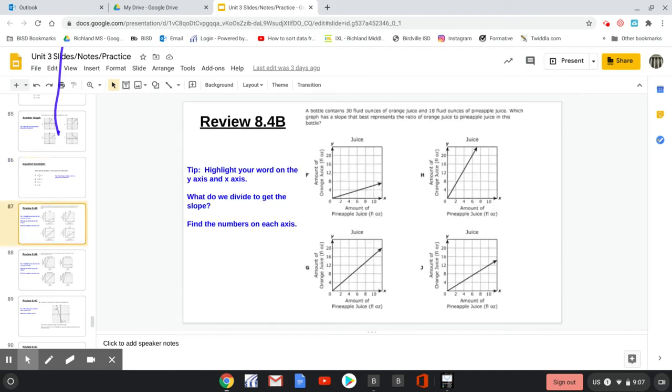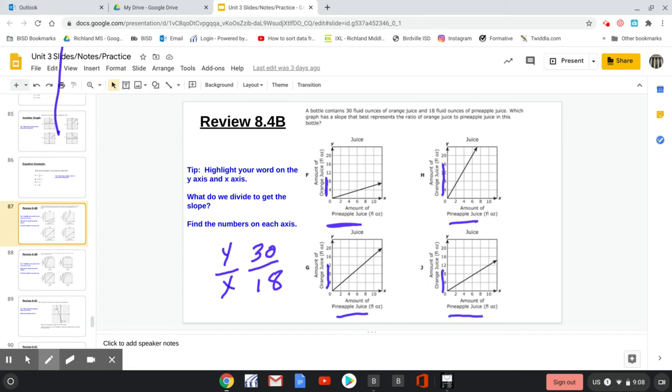Okay, let's look at this one. A bottle contains 30 fluid ounces of orange juice and 18 of pineapple. Which has a slope that best represents the ratio of orange juice to pineapple juice? So we know orange juice is our y, pineapple is our x. And we know orange juice has 30 and pineapple has 18, which is our x.